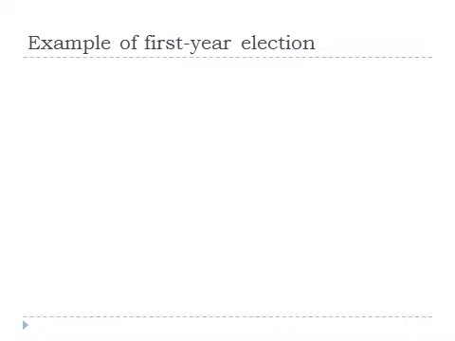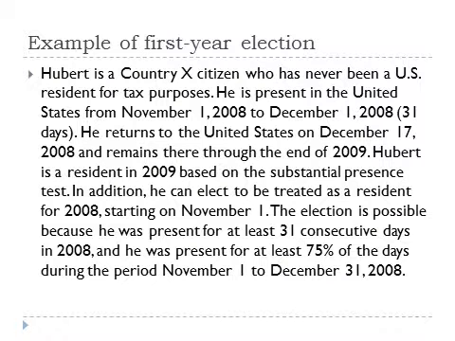Here's an example of the first-year election. Hubert is a Country X citizen who has never been a U.S. resident for tax purposes. He is present in the United States from November 1st, 2008 to December 1st, 2008, exactly 31 days. He returns to the United States on December 17, 2008, and remains there through the end of 2009. Hubert is a resident in 2009 based on the substantial presence test.